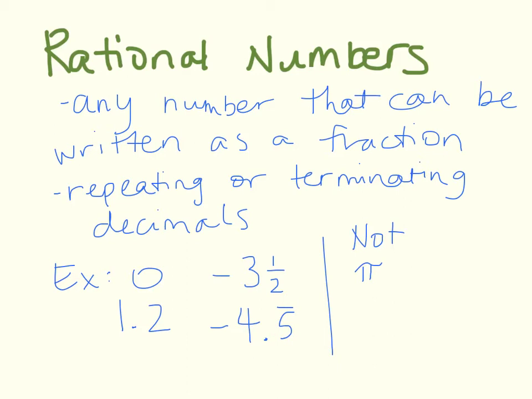Other things that are not rational are things like 1.21, 211, 2111, and so on. It has a pattern: 21, 211, 2111. We can guess what comes next, but it does not have a repeating pattern. This is not the same as this, and it's not the same as this. Most of the numbers that we look at this year are rational numbers.